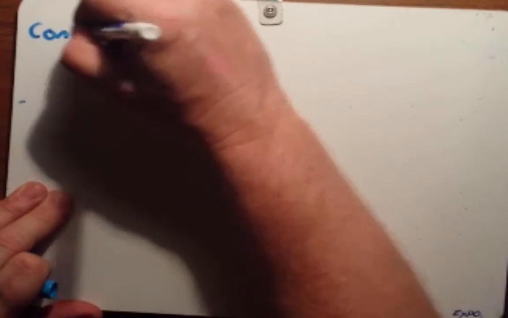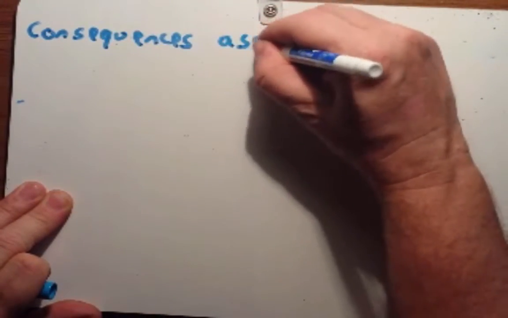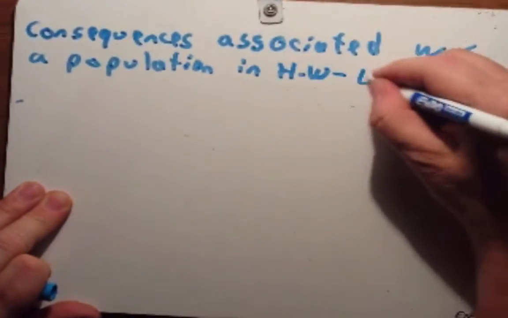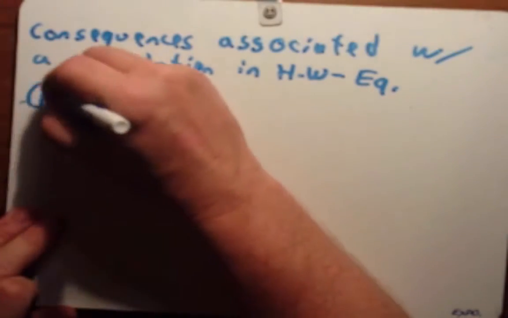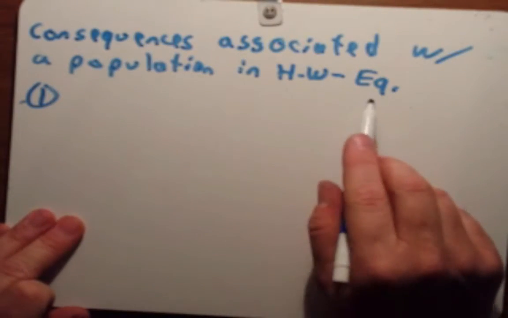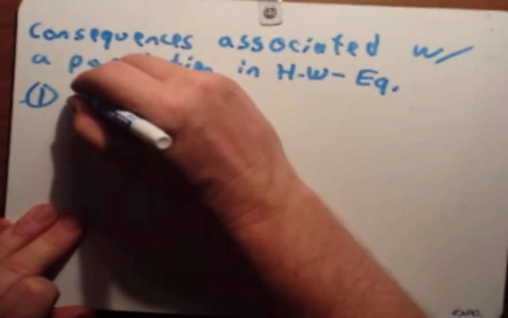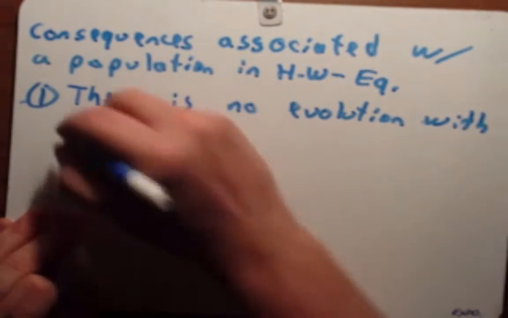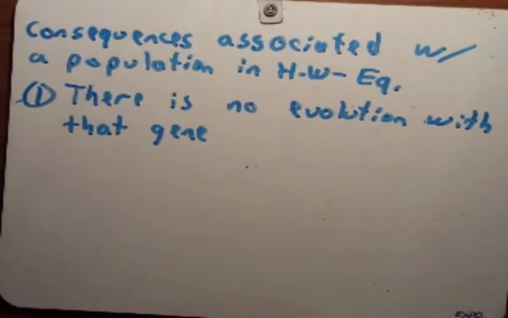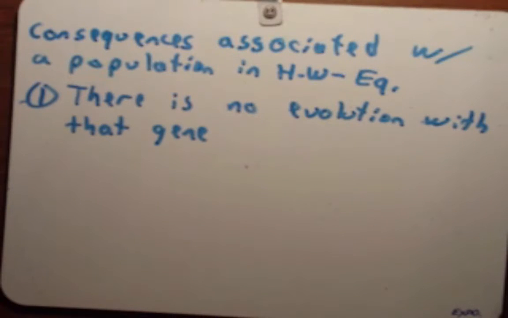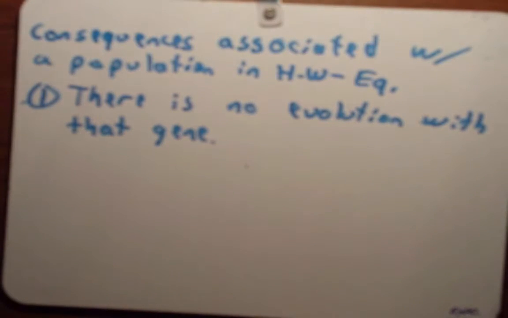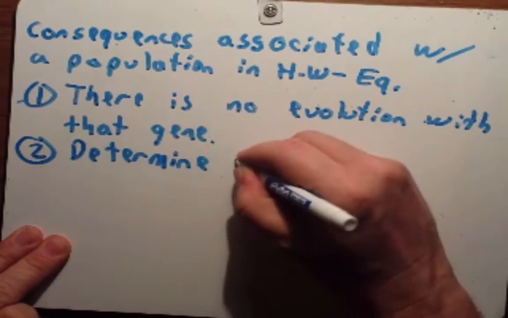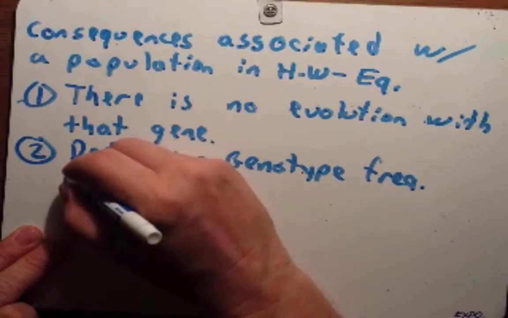Next, I would like to list some consequences associated with a population in Hardy-Weinberg, HW, equilibrium, EQ. The first is, as long as this population is in Hardy-Weinberg equilibrium at that gene that we're studying, there is no evolution with that gene. It would probably be better to say there's no evolution within that population in regards to that gene, because that gene and its frequency of the alleles don't change, so it's not going to affect the population at all. We can determine genotype frequencies by allelic frequencies.